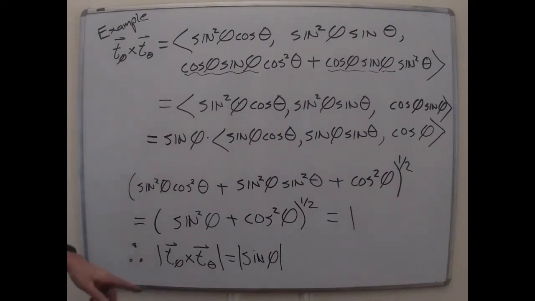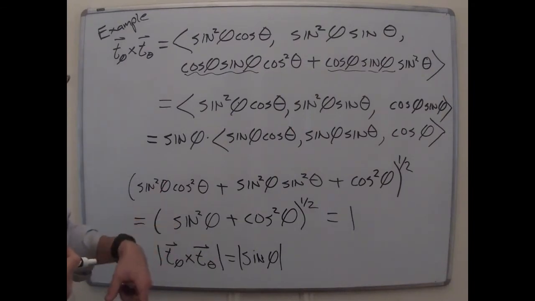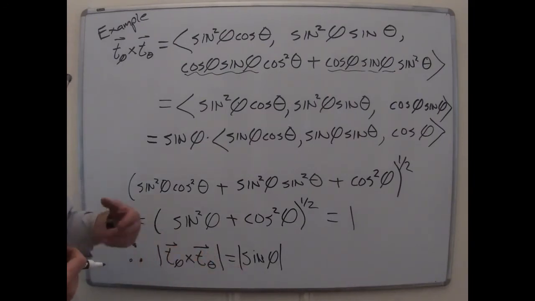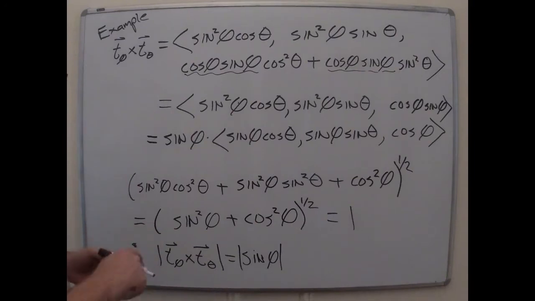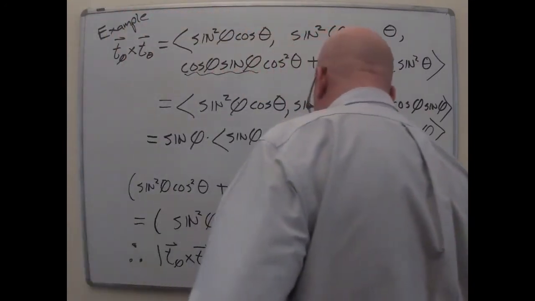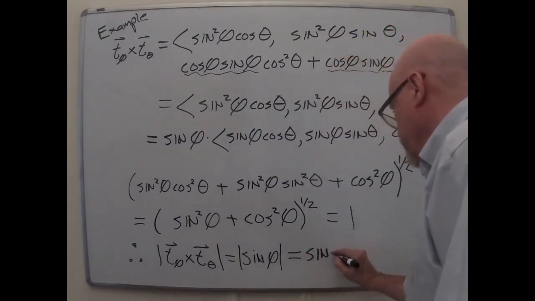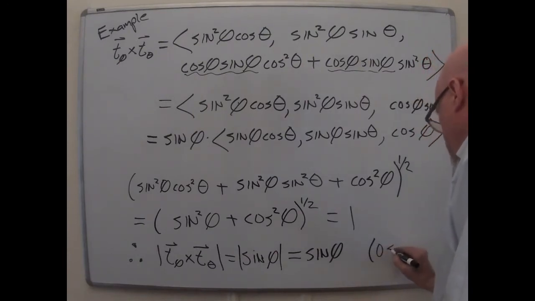But where we're going to be working, phi runs between 0 and pi, or between 0 and 180 degrees. So think about the value of sine phi when phi is between 0 and pi radians. That's the first arch of the sine function. So you don't need those absolute values where we're working. Just say sine phi, because phi is in this range.